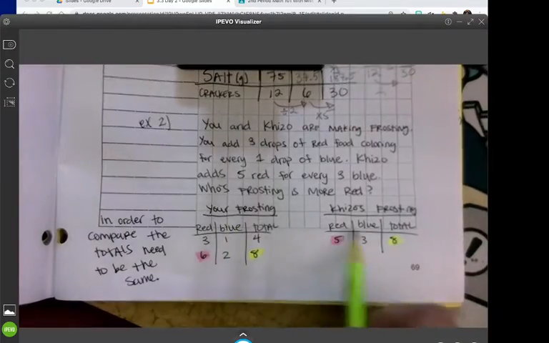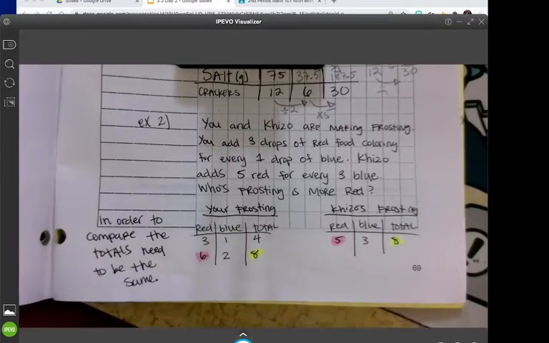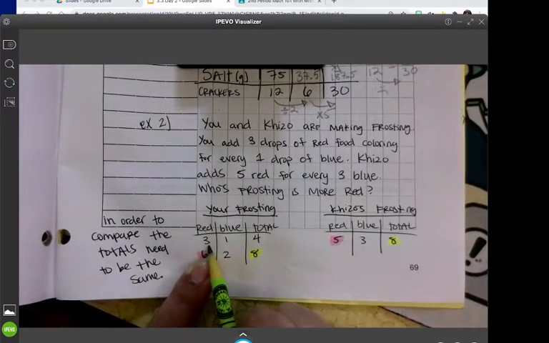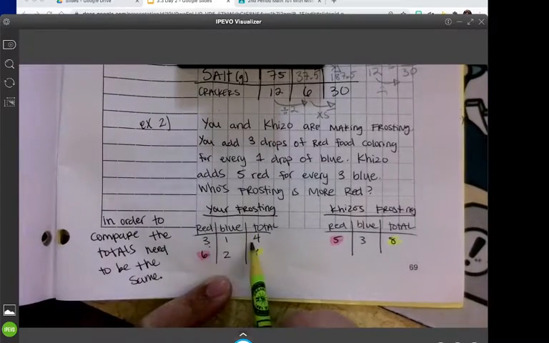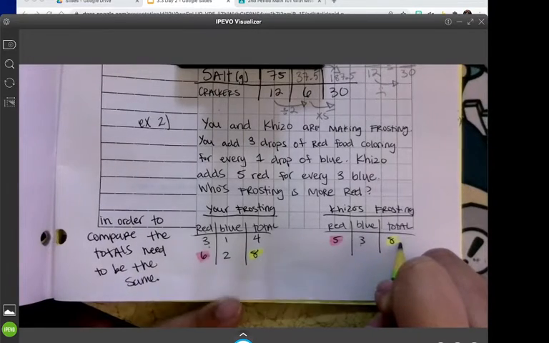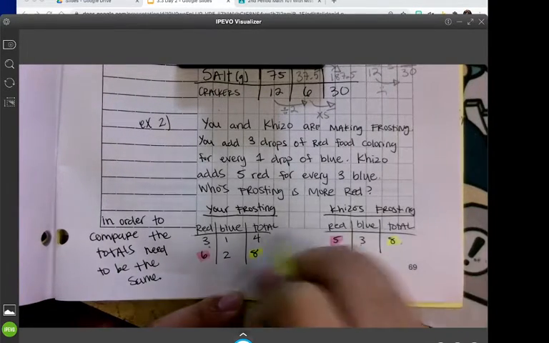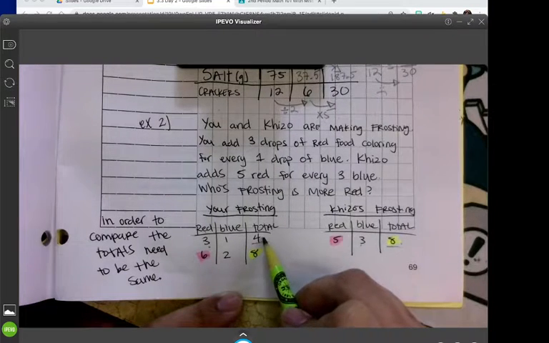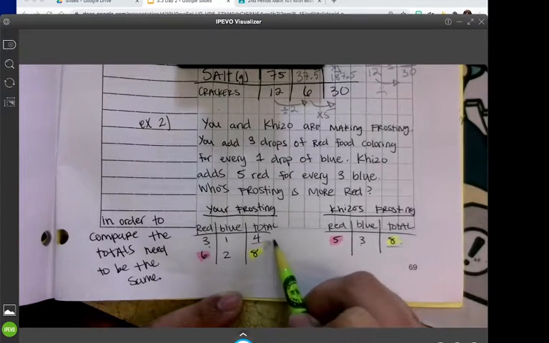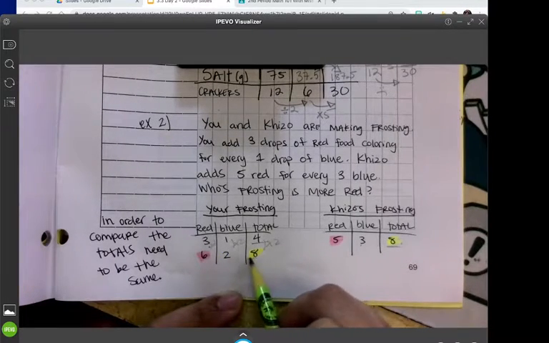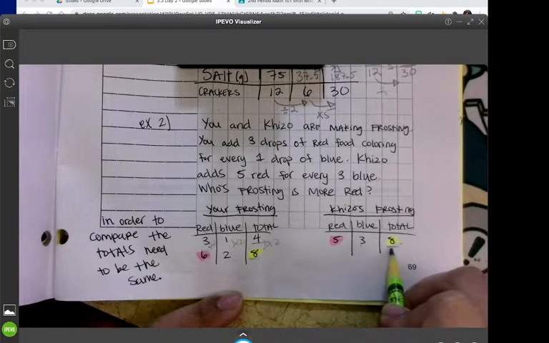All right, so we made 2 different tables here. One for your frosting, red, blue, total. So if you have 3 reds and 1 blue, you have a total of 4 drops. If Kizo has 5 red and 3 blue, he has a total of 8 drops. Well, it's hard to compare 4 drops to 8 drops. But if I doubled everything, if I did everything times 2, then I would have a total of 8 drops, and he would have a total of 8 drops.